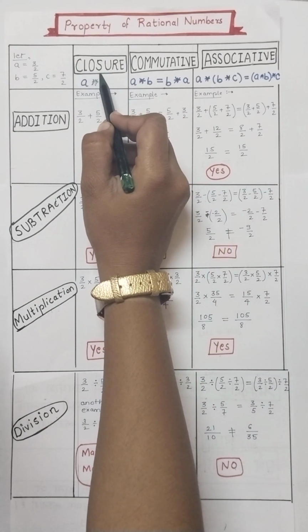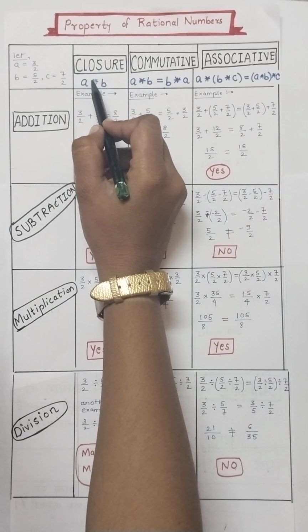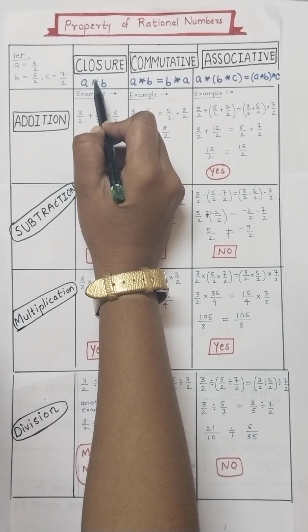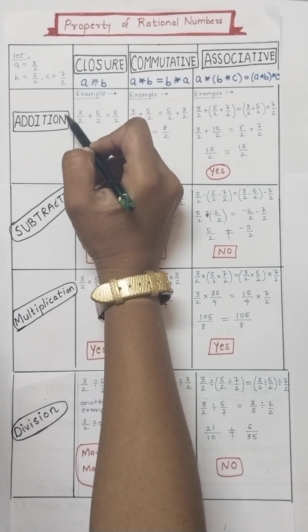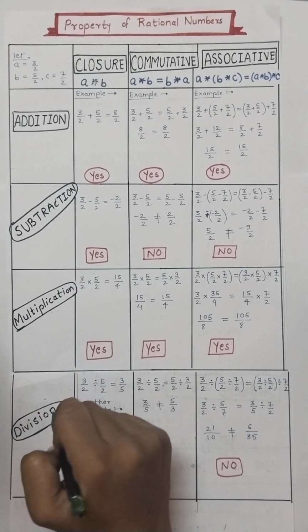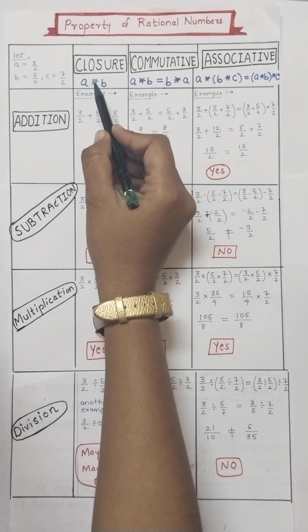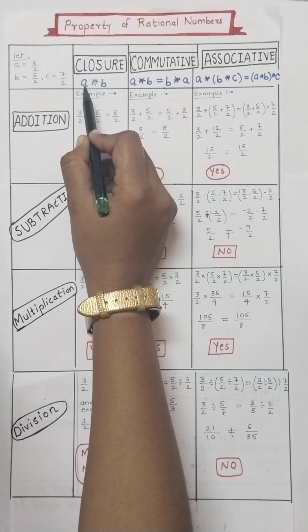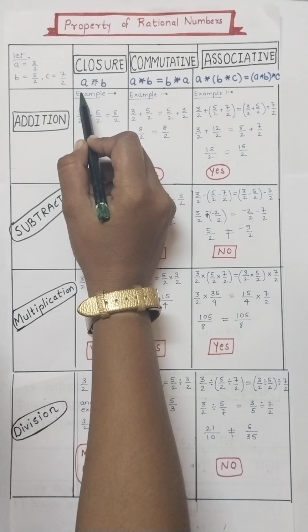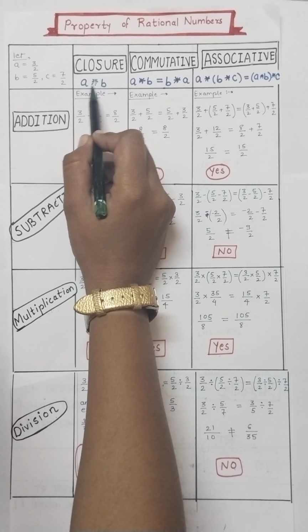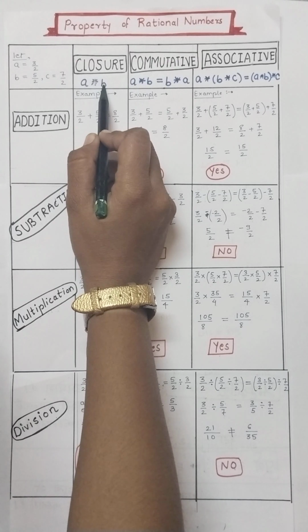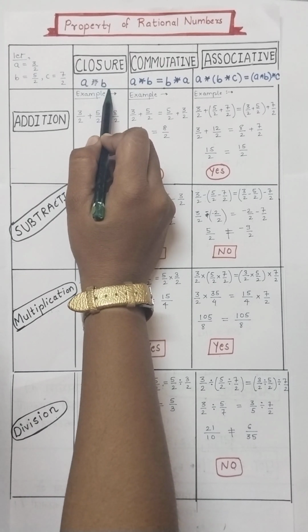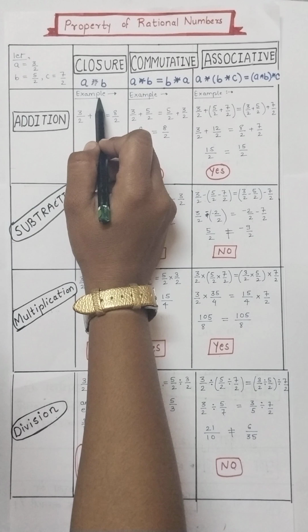First, we will study closure property. Here for closure property, a asterisk b. The place of asterisk will change with mathematical operations like addition, subtraction, multiplication, and division. It simply means that when we add these two numbers, when we subtract these two numbers, when we multiply these two numbers, when we divide any two rational numbers, the answer must also be a rational number. So now we will see this by examples.